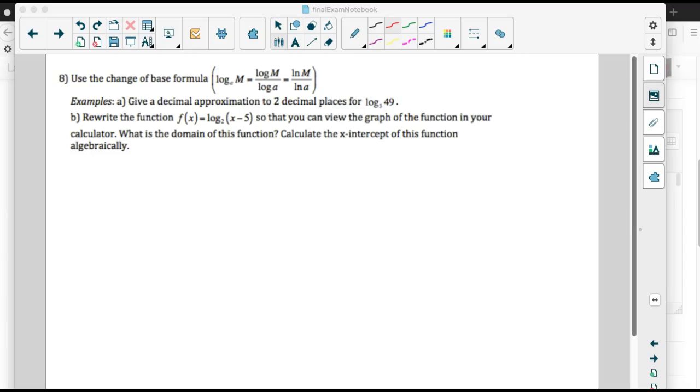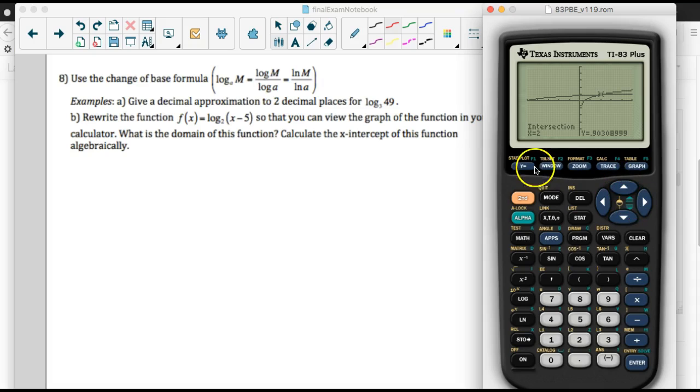We're using the change of base formula. This is how we evaluate logarithms that are not already on the calculator. If you look at the calculator, we basically have two logarithms. We have log, which is log base 10, and ln, which is log base e. If we're trying to figure out log base 3 of 49, we can't just hit one of these logarithm keys.